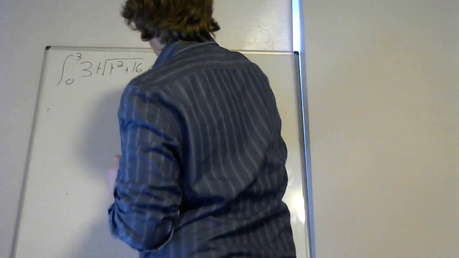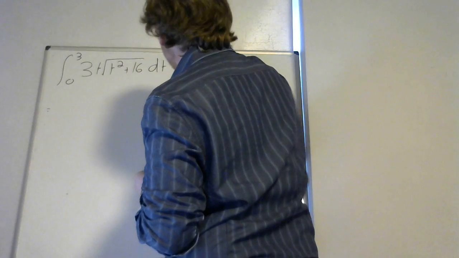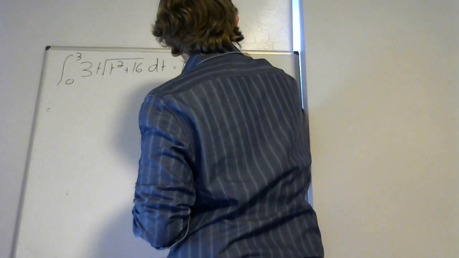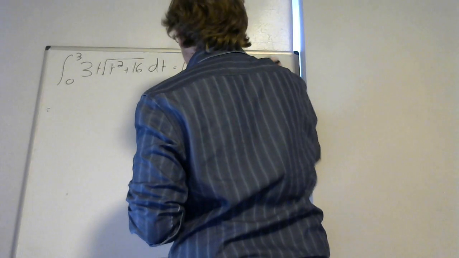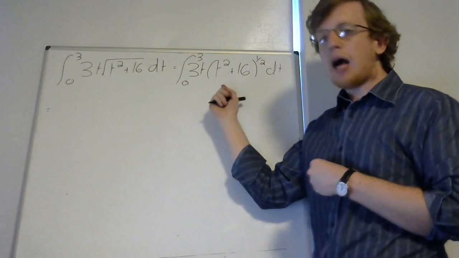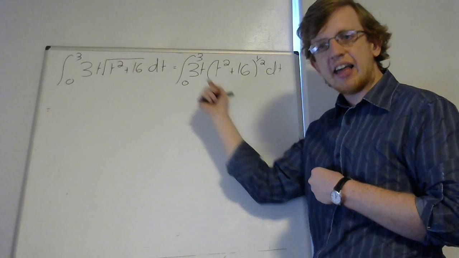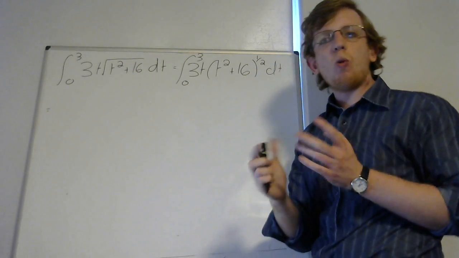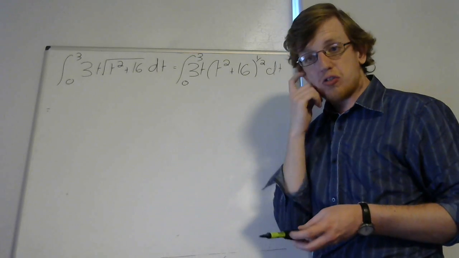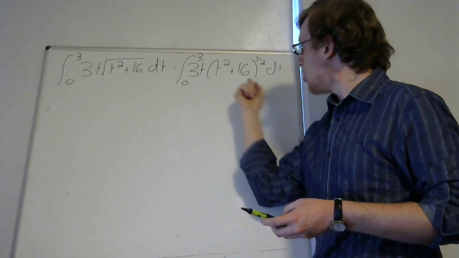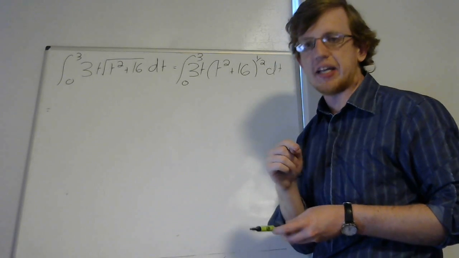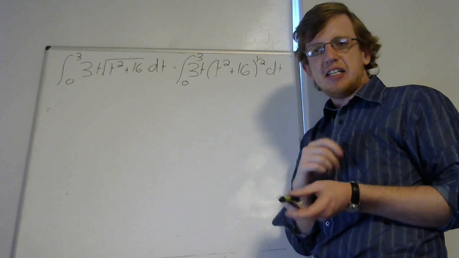Because remember, we can write this as, and it might be easier for you to spot the pattern if we do this, 3t multiplied by t squared plus 16 to the half. So you've got a power of t in a bracket, and then outside the bracket, you've got one less than the power of t. So it's looking like one of these integrals where inside the bracket, you've got the derivative of outside the bracket. And that's a pattern that you need to spot.